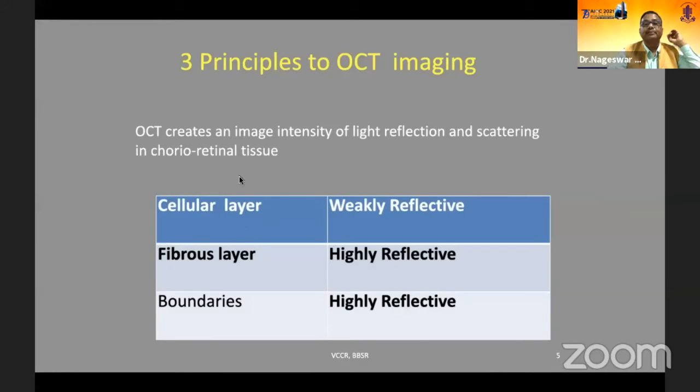And the basic principle in OCT imaging for diagnosis is that we read out the OCT by looking into the scan, whether it is weakly reflective or highly reflective. Usually the cellular layers are weakly reflective. They appear as dark zones, and the highly reflective layers appear as bright zones.